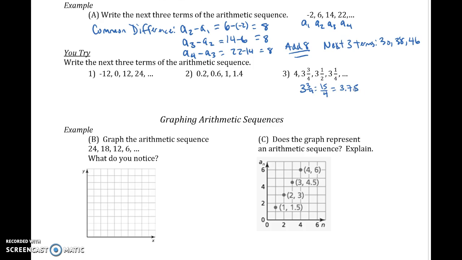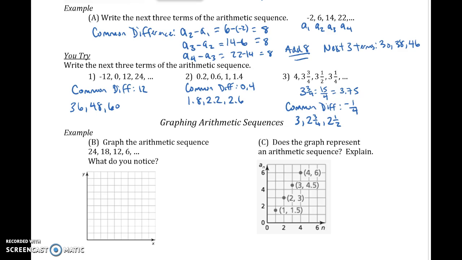All right, so feel free to deal with those mixed numbers however you will, and let's come back and check 1, 2, and 3. So go ahead and check that work. Remember, you want to make sure you've identified the common difference, right? And then determine those next three.